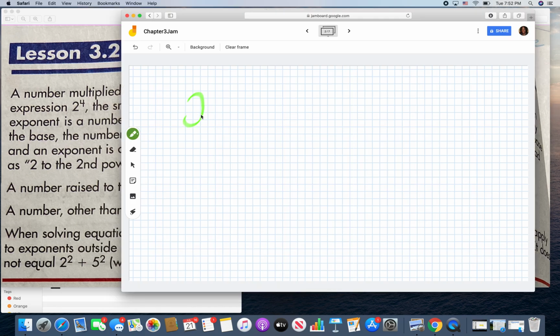So when we write a number like 2 to the 4th, 2 is called the base. 4 is the exponent. By the way, this exponent is positive. What does this really mean? It's a compact way of writing 2 times 2 times 2 times 2. It's a compact way of writing this expression. And we would say this is 2 to the 4th power.